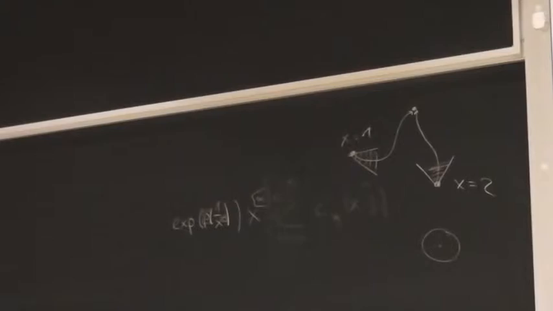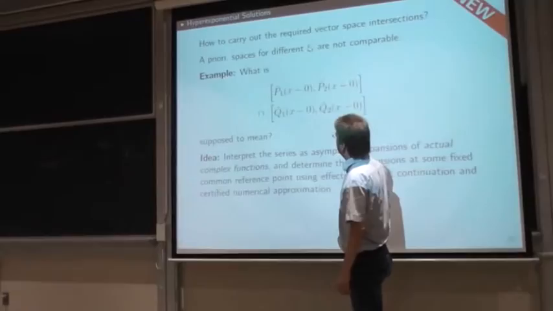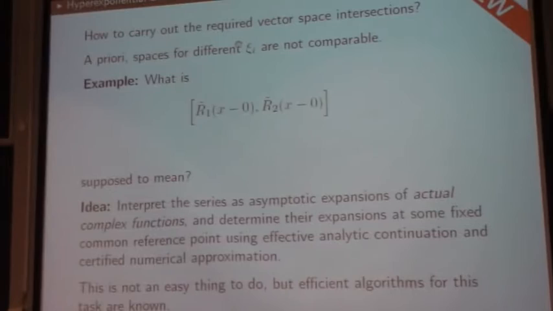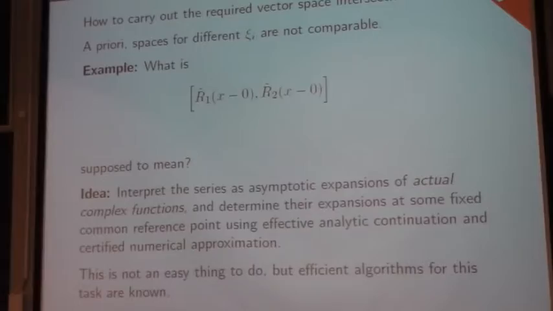So you can write this and this and this and this, and change the expansion point, maybe to 0, and then you have something that you can compare. So here you have power series in x, and here you have also power series in x, and then there's a meaning to saying what the intersection should be. So this is again easy to draw on a blackboard, but not so easy to do.